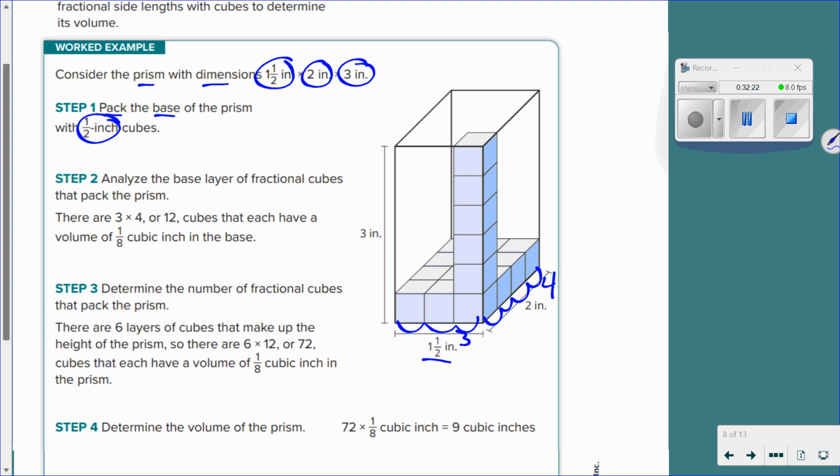So that means how many cubes are on that bottom layer? Ava? 12. Okay? So I got 12 cubes on that bottom layer. But because it's a prism, I now have that third dimension of height. My height is 3 inches. So how many cubes is it going to take to get to 3 inches?